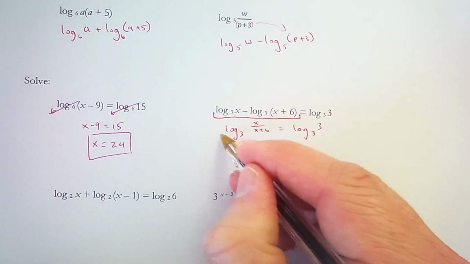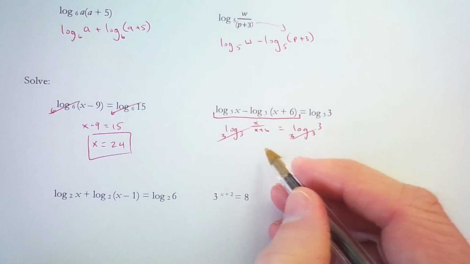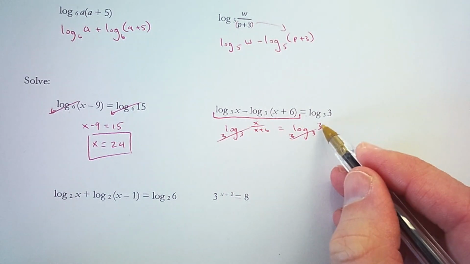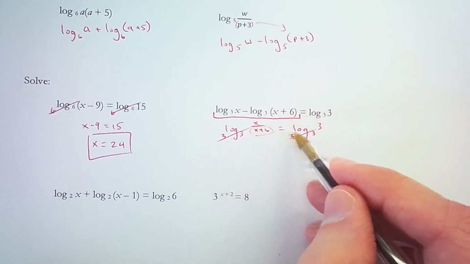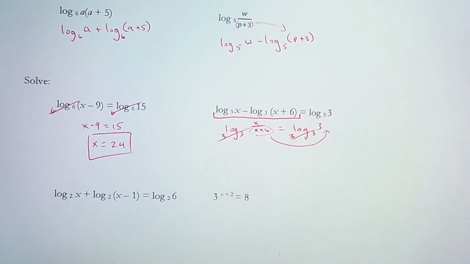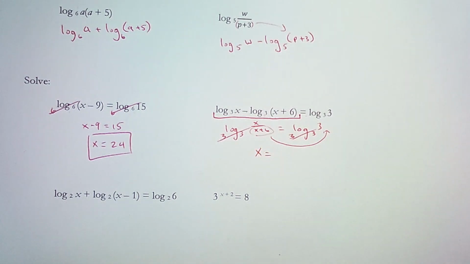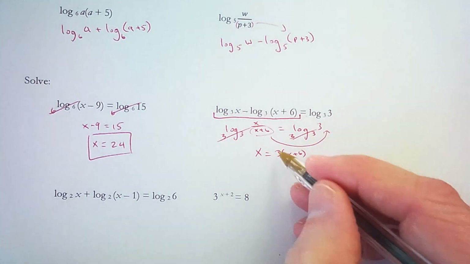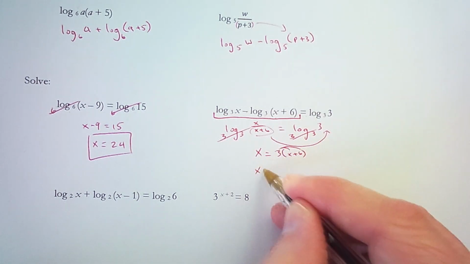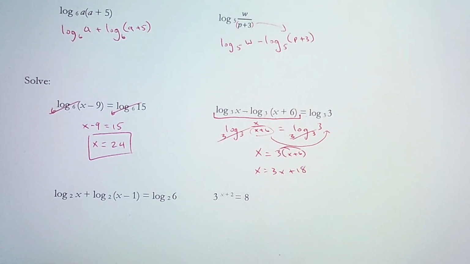Okay, now we can put a base 3 on both sides and cancel these, and we get x over x plus 6 equals 3. I'm going to save a little bit of space here, and I'm going to just take this x plus 6 and multiply it over here in this step. So I've got x equals 3 times x plus 6, which I can distribute. So I've got x equals 3x plus 18.